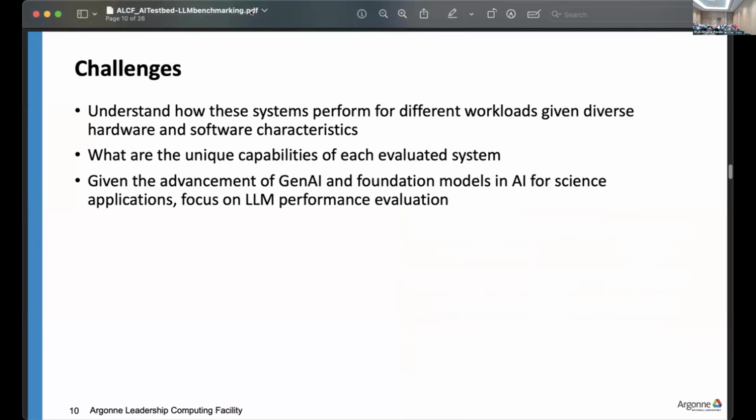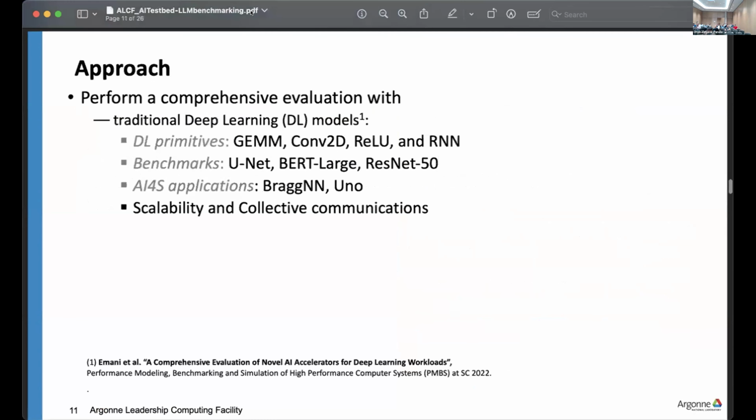So as I mentioned, we did some studies on a diverse set of workloads. And more recently, we are also looking at running these LLM-based models, given we are seeing advances in AI for science use cases, and there are a lot of such applications which are driven by LLM-based models. So we also did some preliminary investigation. Again, this is ongoing work.